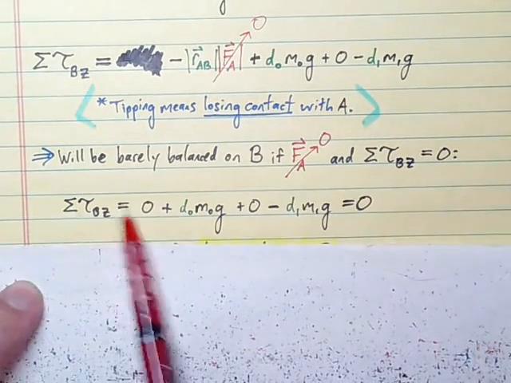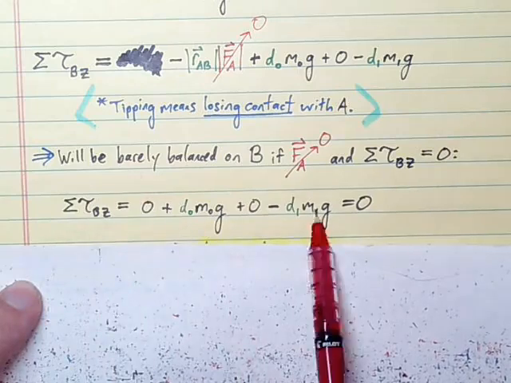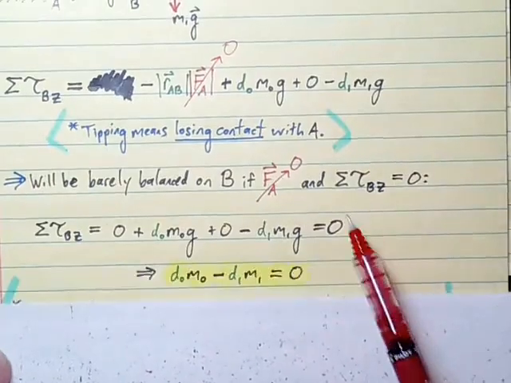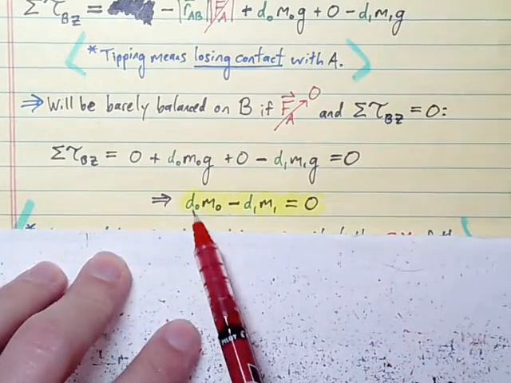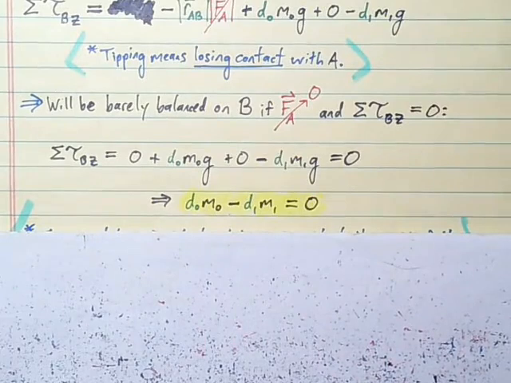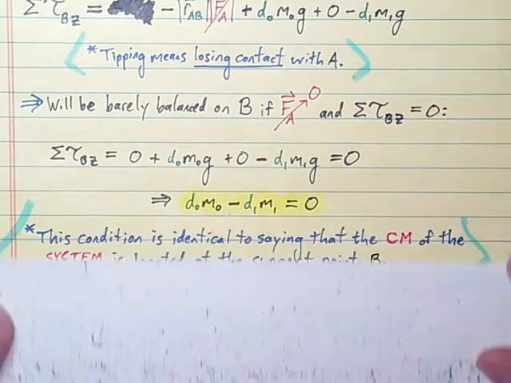The net torque about point B is just the sum of those 2 terms, the torques from this weight and this weight about point B. Okay, so we see that little g would cancel out here, and our tipping condition is that this distance times this mass equals this distance times that mass. And this is essentially just balancing a seesaw here, is what we're talking about.